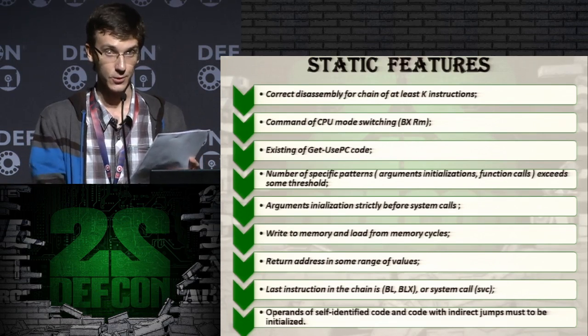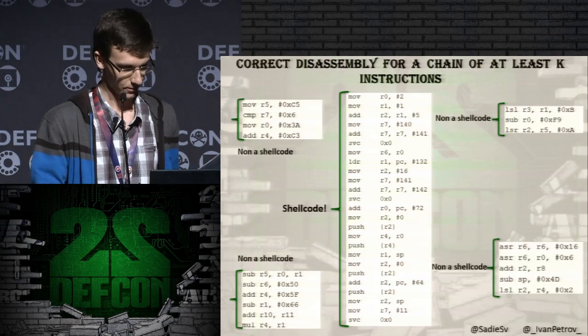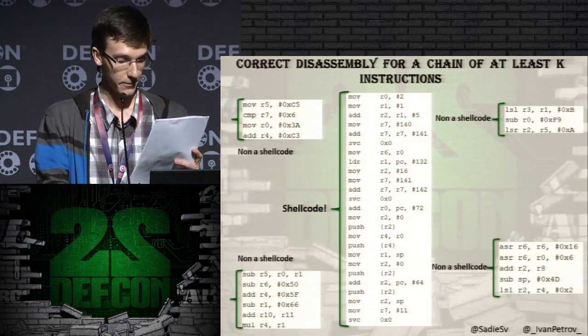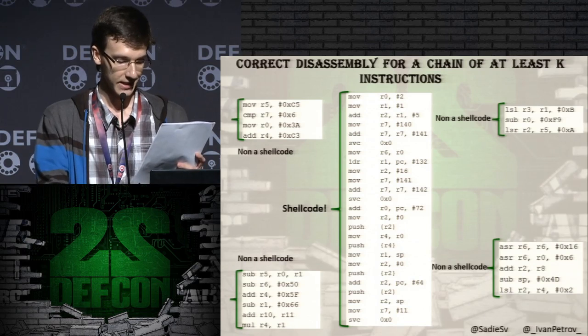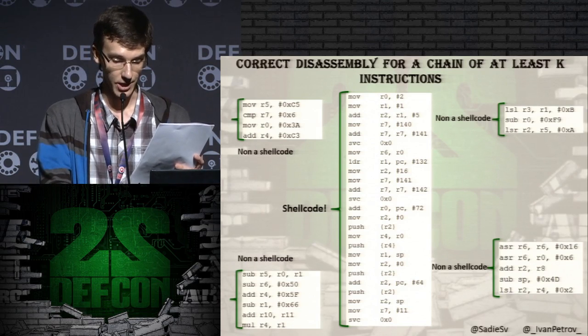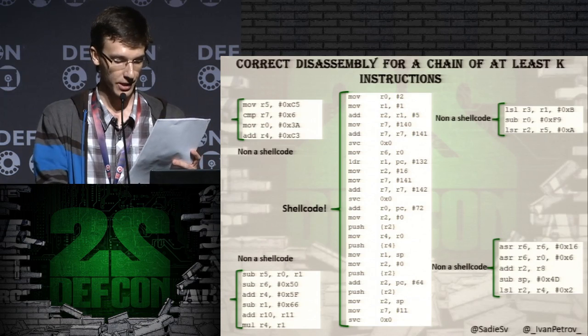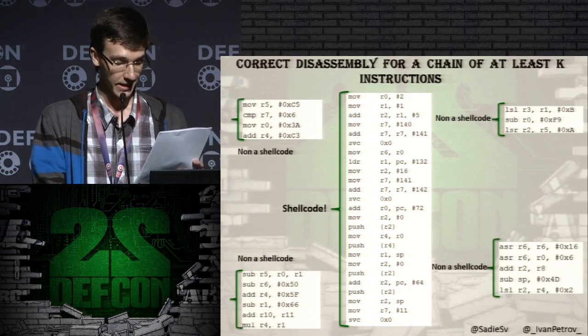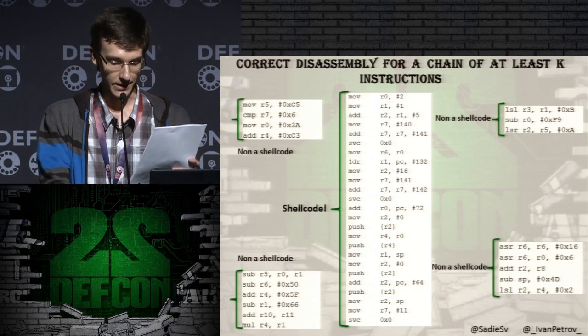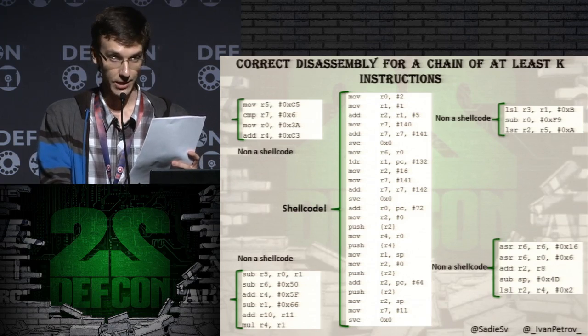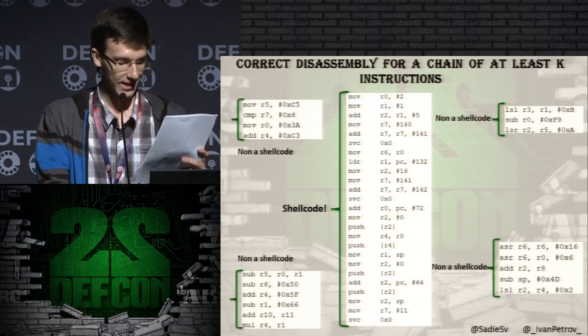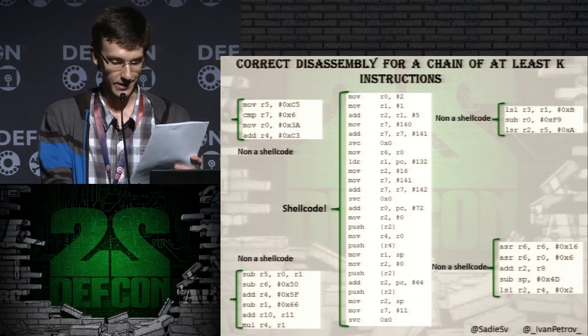Okay, let's consider a few examples. The first and the simplest feature is the length of the disassembled chain. With the help of this feature, we can distinguish random data from executable code. Here we see a shellcode and random data, which were disassembled to a chain of instructions. It seems like the shellcode will be longer than random data.